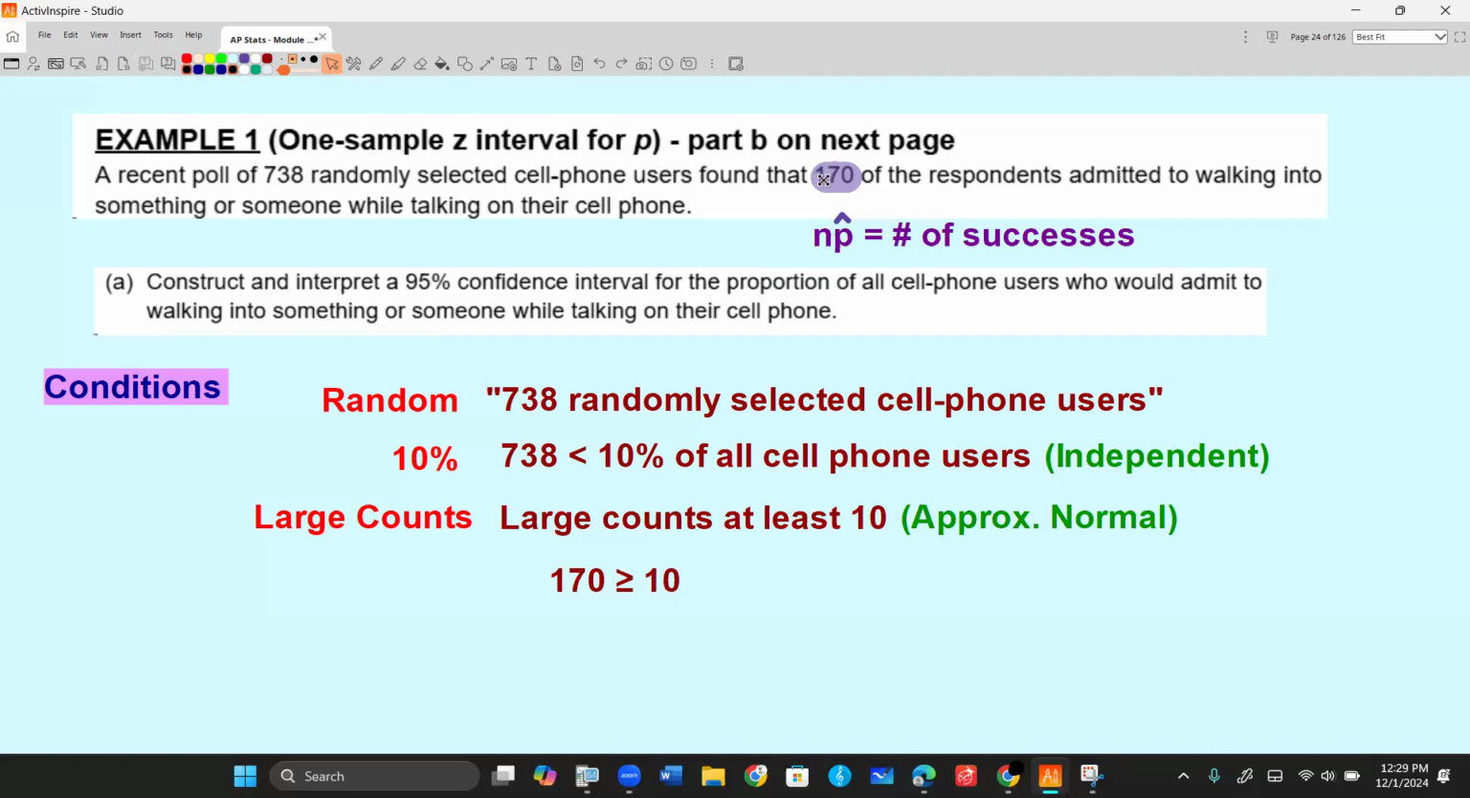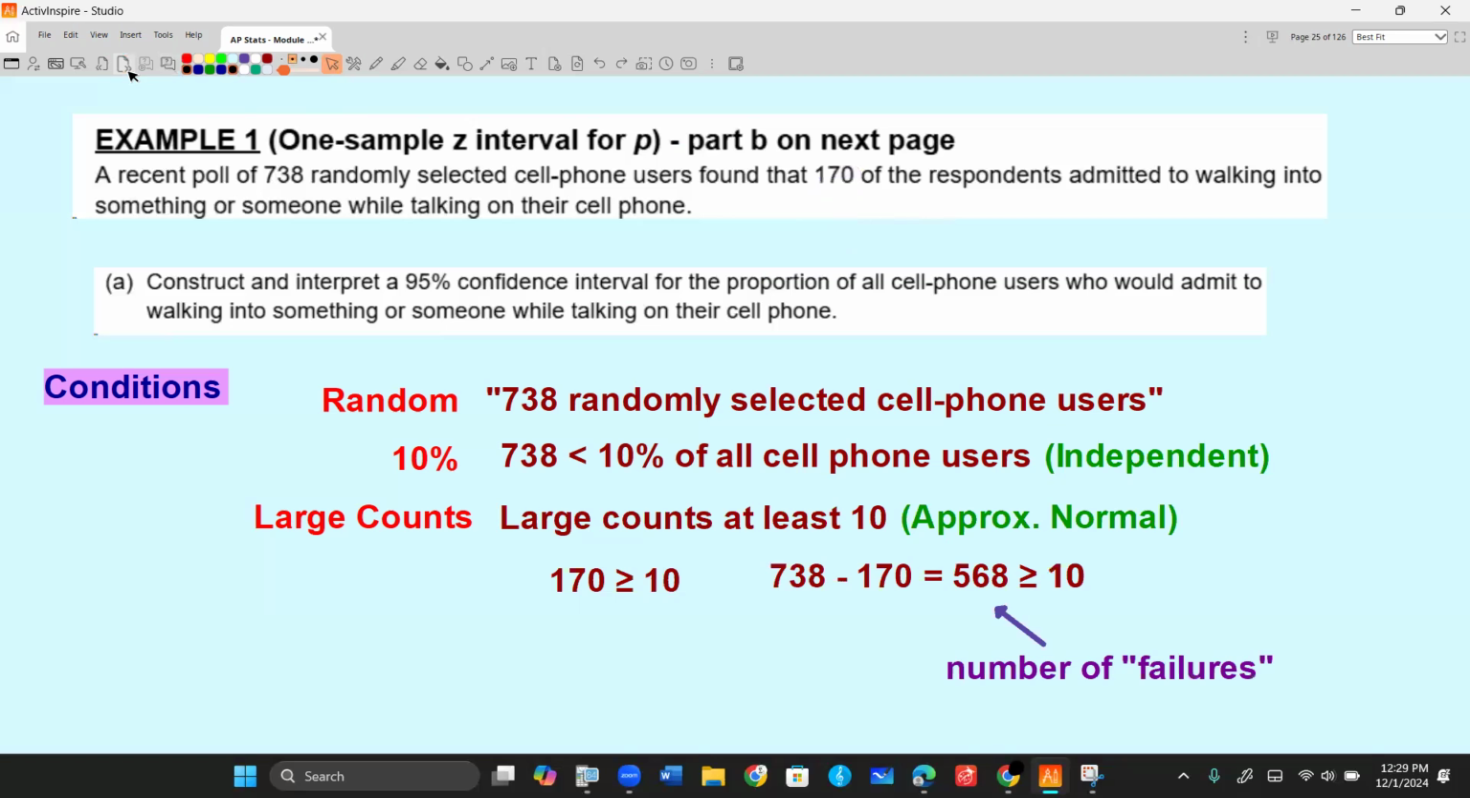That's going to be your n times p hat, which means that your number of failures would be the difference between the 738 here and the 170. That's going to be how many are left over. Now, as you can see, both of those are going to be at least 10. So we've met our large count conditions, but we've got to write that out. And sometimes the textbooks will call this the plan part. So this is the conditions.